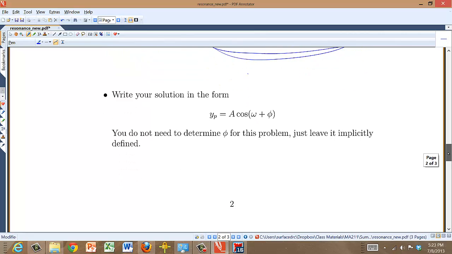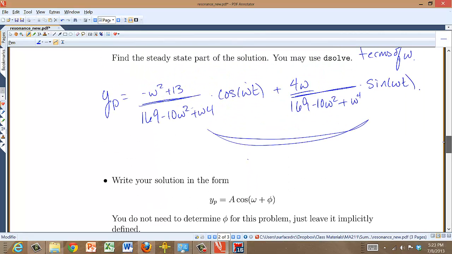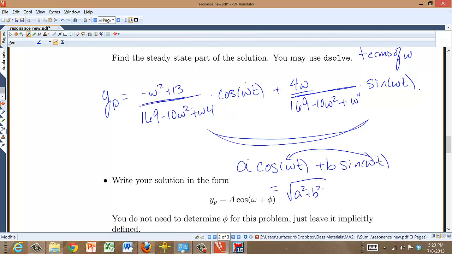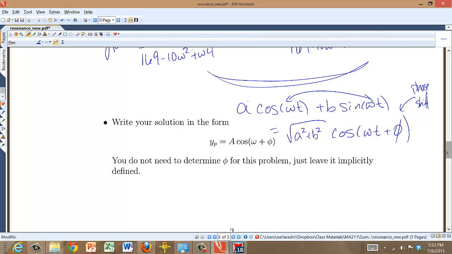To make it easier, I'm going to write my solution in this form. I'm going to use a trig identity. The trig identity says that any coefficient times cosine omega t plus any other coefficient times sine omega t, as long as the frequencies match, is equal to the square root of a squared plus b squared times cosine of omega t plus phi, where we can easily calculate the phi. The phi is called the phase shift, and I'm not going to worry about calculating it. It's easy to do with an arctan.